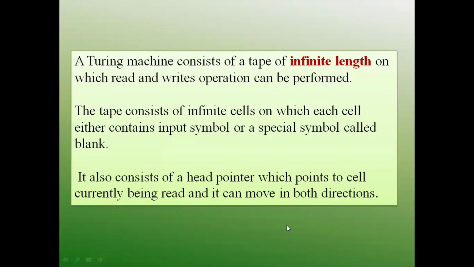A Turing machine consists of a tape of infinite length, on which read and write operations are performed. The tape consists of infinite cells, where each cell contains either an input symbol or a special symbol called blank. Input symbols are A, B, 0, 1 and so on, and the blank symbol can be any shape, B or capital B for blank, and some symbols like star; you can specify any special symbol. It also has a head pointer which points to the cell currently being read, and it can move in both directions, left or right.